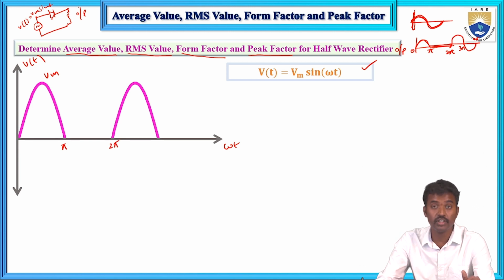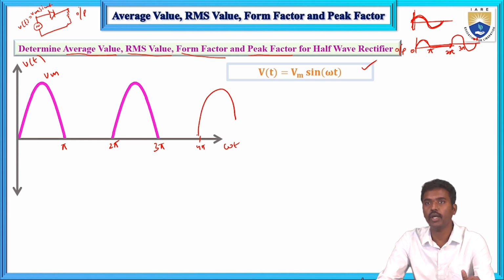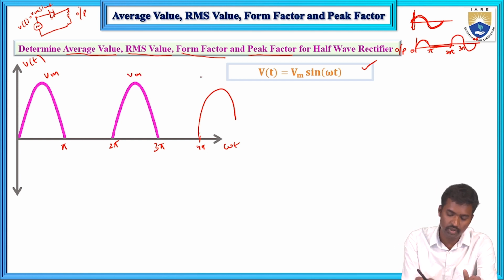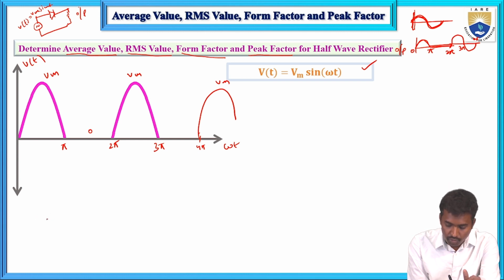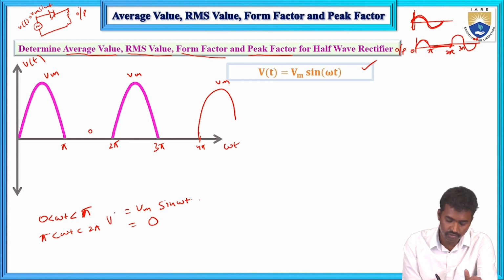From pi to 2 pi, the output voltage is 0 because the diode is in reverse bias. Next, from 4 pi to 5 pi, it is in forward bias. So you can write, for omega t from 0 to pi, V equals Vm sin omega t, following the supply voltage, and from pi to 2 pi, the value is 0. This is the V of t value.